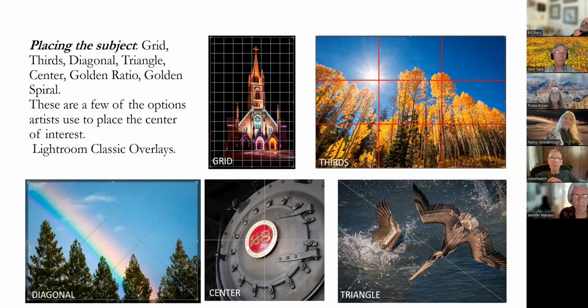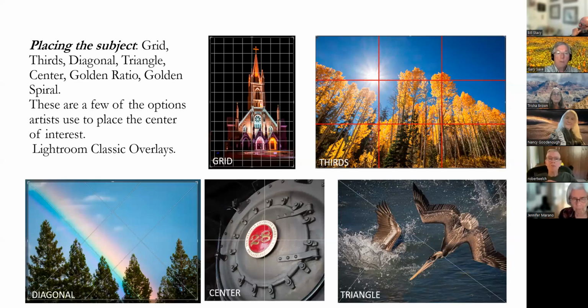Okay, this is for Nancy, because she said one time that she wished somebody would do something beyond the rule of thirds. Okay, placing the subject: grid, thirds, diagonal, triangle, center, golden ratio, and golden spiral. These are a few of the options artists use to place the center of interest. And then I'll explain the Lightroom Classic overlays.